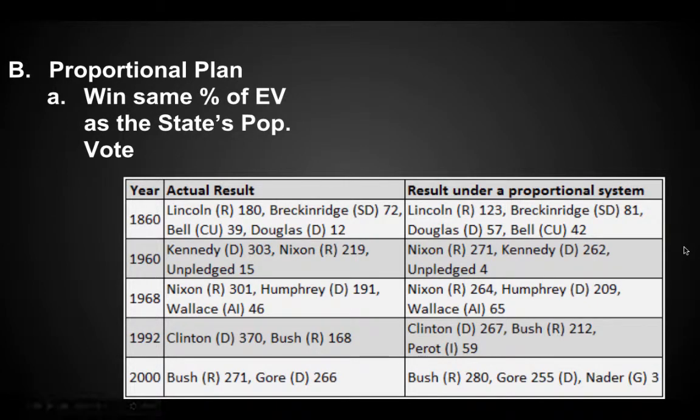Second, you could look at a proportional plan, where you look at the popular vote in a particular state and the candidate wins the same percentage of electoral votes as the state's popular vote. This would be similar to the way in which our primary system works, and I have a number of examples here of how it would have impacted various elections if we used this system.